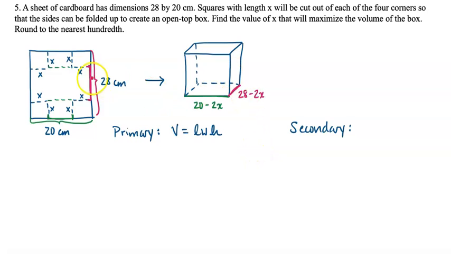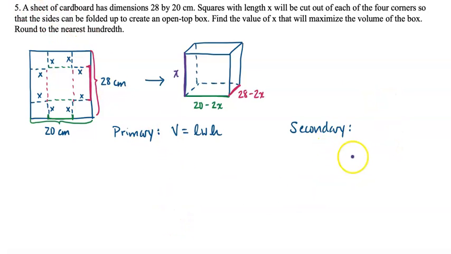All right, what about this height? Well, what's the height of the box going to be? Well, again, if we're folding up these four sides, then isn't the height of the box just going to be this x? So our height of the box is just going to be x.